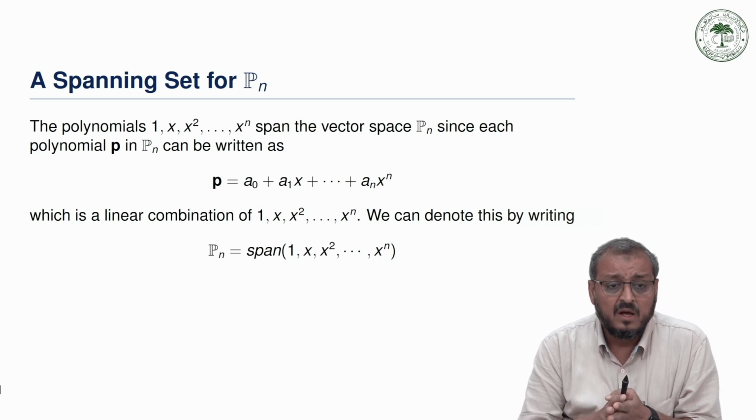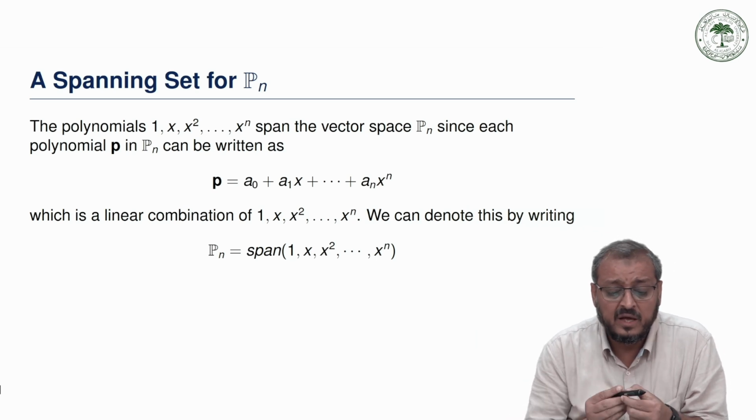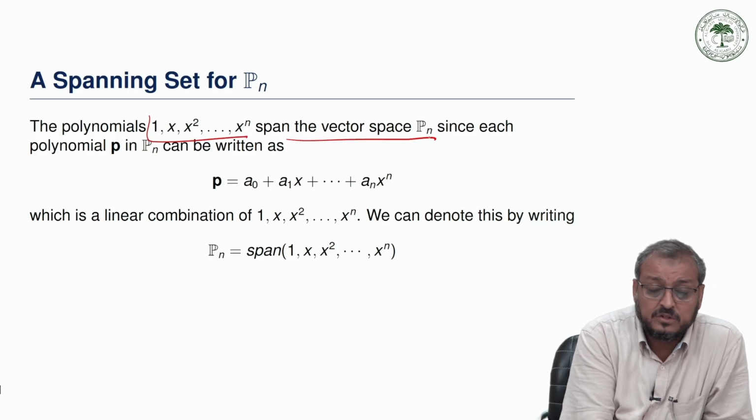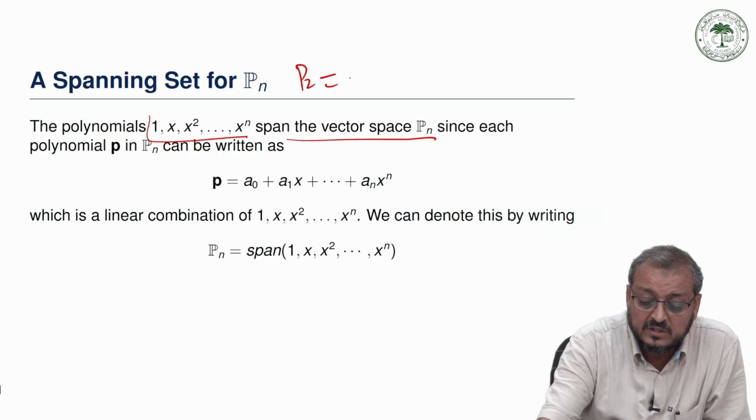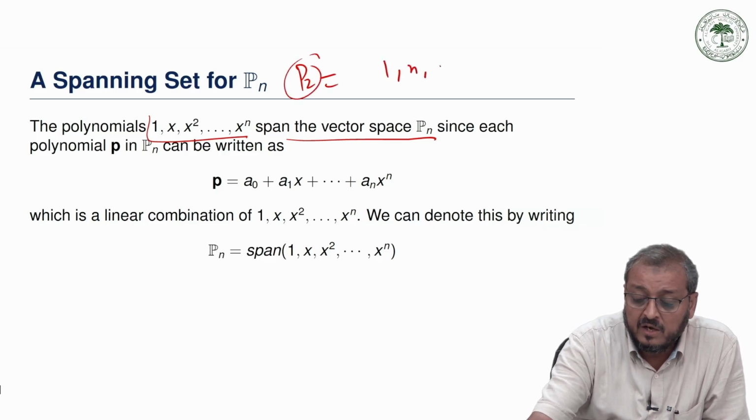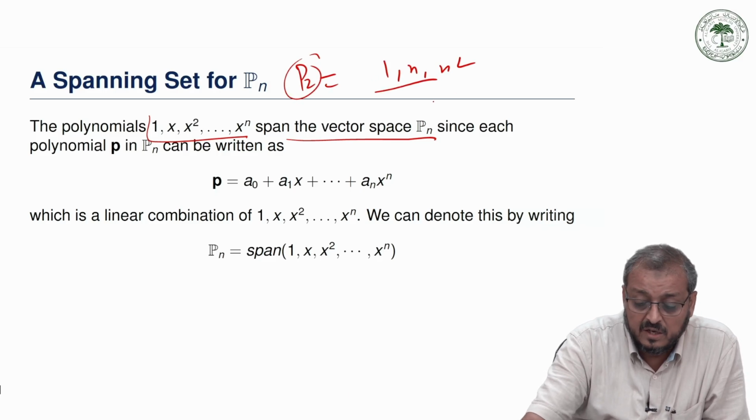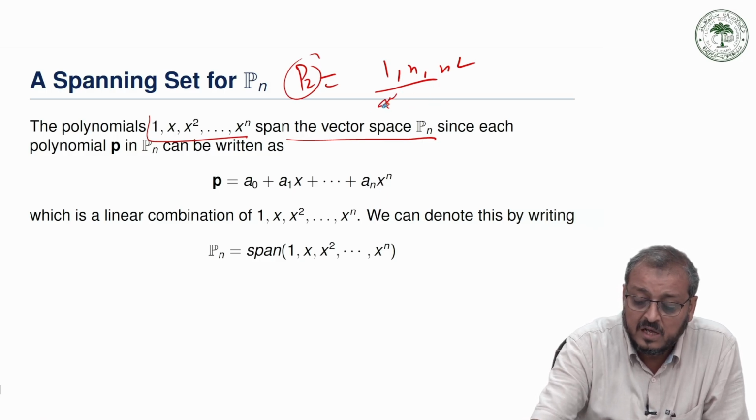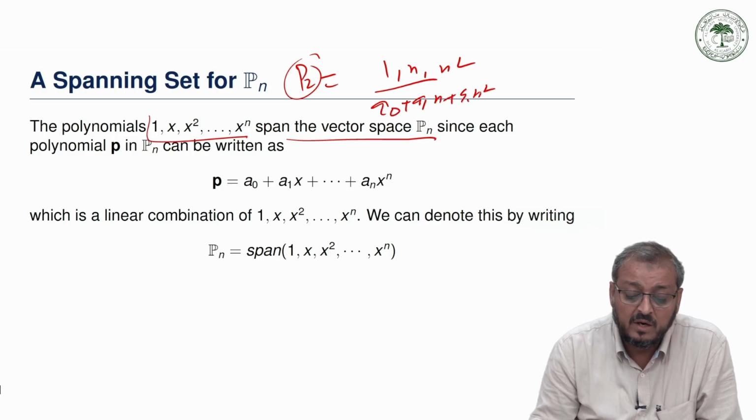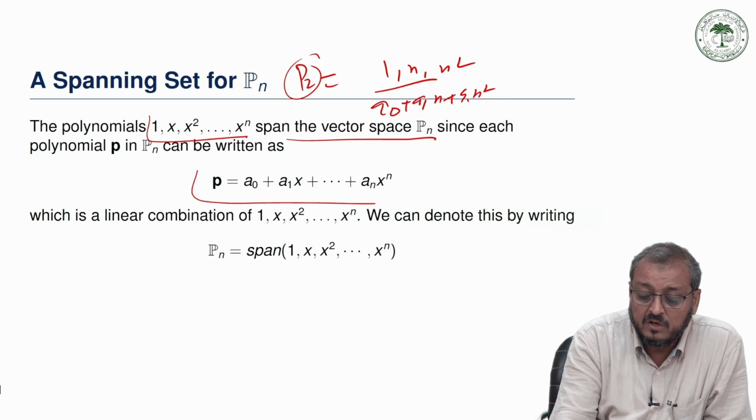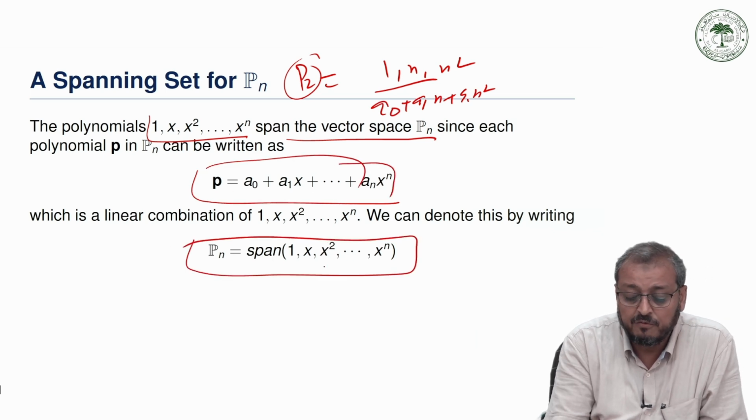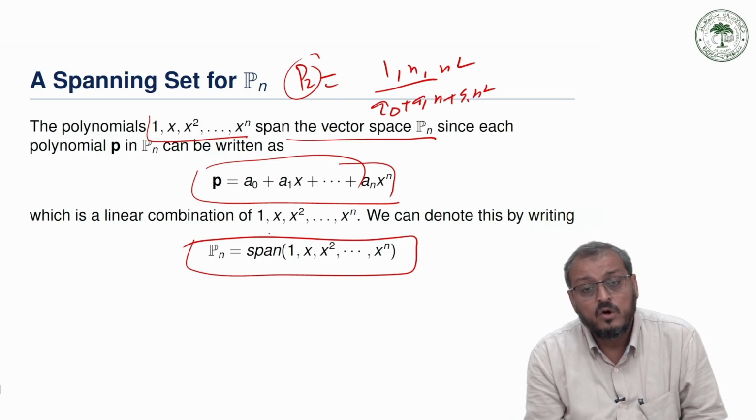this example. The polynomials 1, x, x square span the vector space Pn, because we have to just show that in the P2 case, any element can be written in the form a0 + a1x + a2x square. So in general, Pn is nothing but all finite linear combinations. The span of 1, x, and so on is equal to the whole Pn.